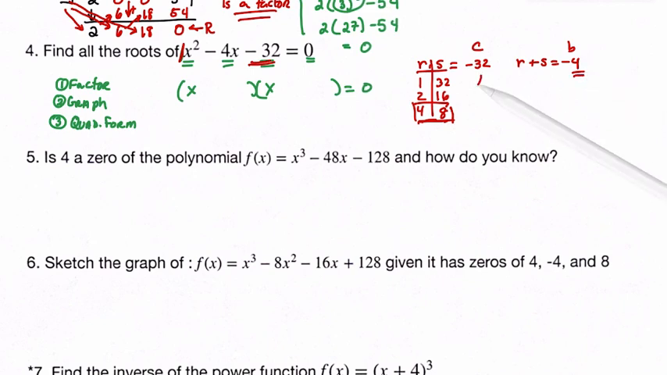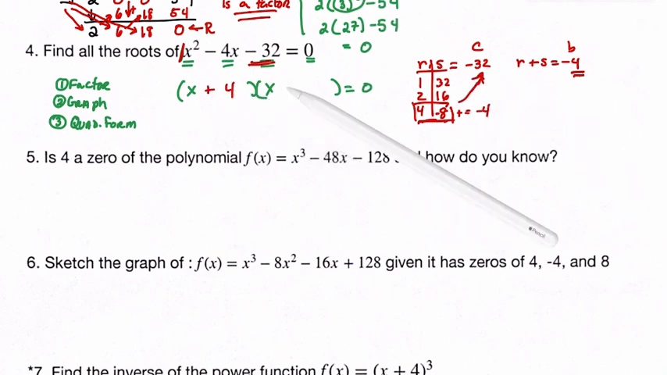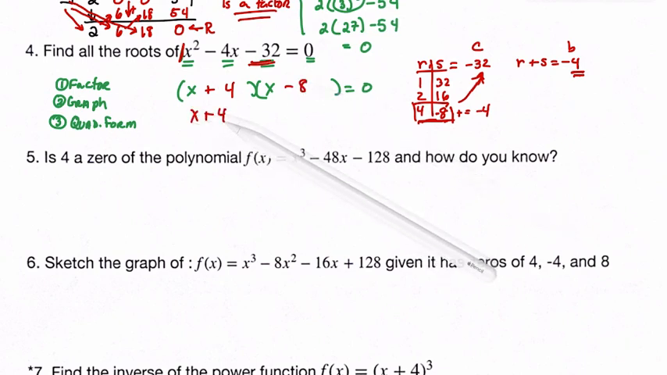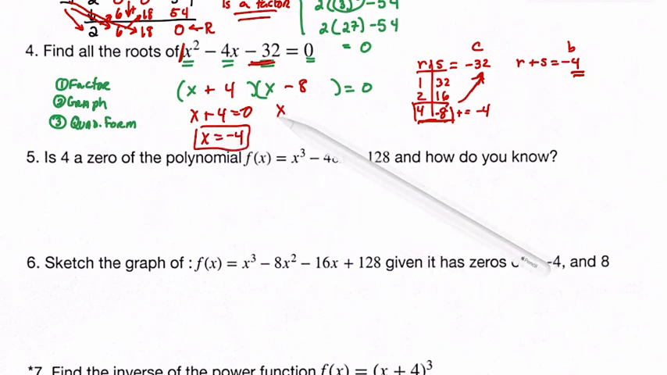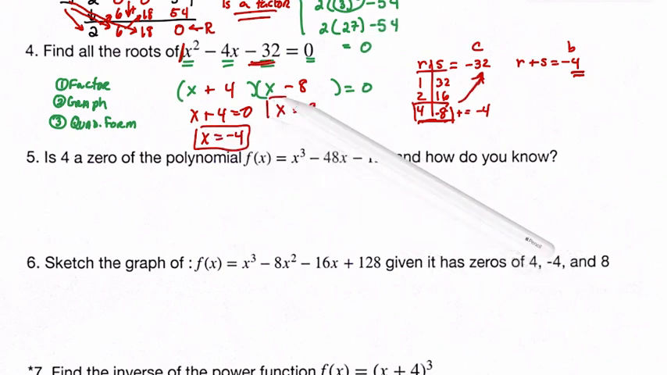So 4 times 8 is 32, but they've got to add up to a negative 4. So let's see here. I'll make the 8 the negative, and now when I add negative 8 and 4, they add up to negative 4, but they multiply to a negative 32. So there we go. x plus 4, x minus 8. I just set them equal to 0 to solve and find out what x is. I skipped a step in that one right there, but there's my two solutions.